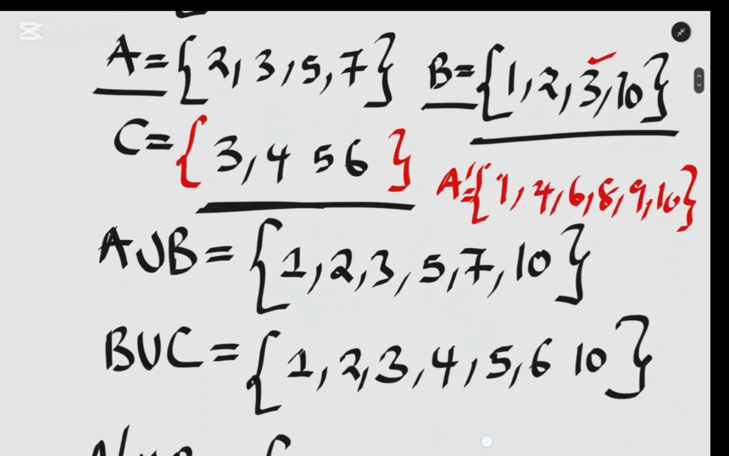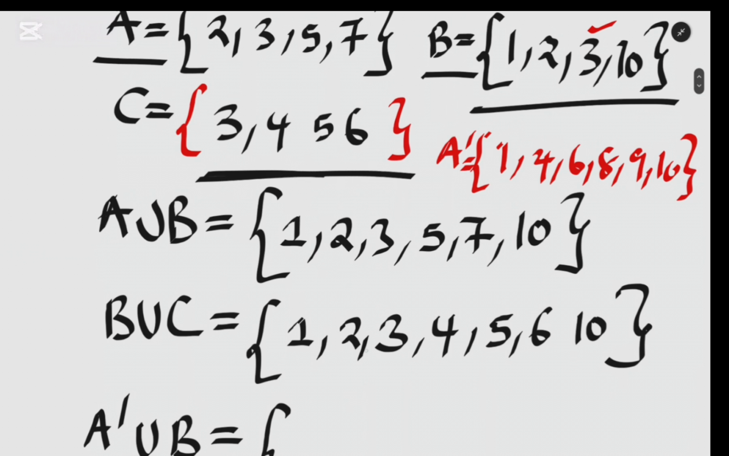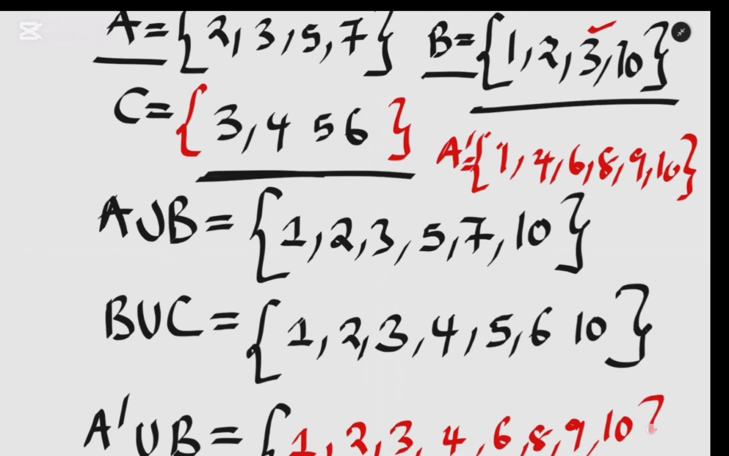So A complement union B. This A complement, we join it with B. Now set B, as you can see, is 1, 2, 3, 10. So joining it with A complement, the lowest number is 1, followed by 2, followed by 3. There's a 4 in A complement, then there's a 6, next one is 8, 9, 10. This is A complement union B. I guess you've gotten that.